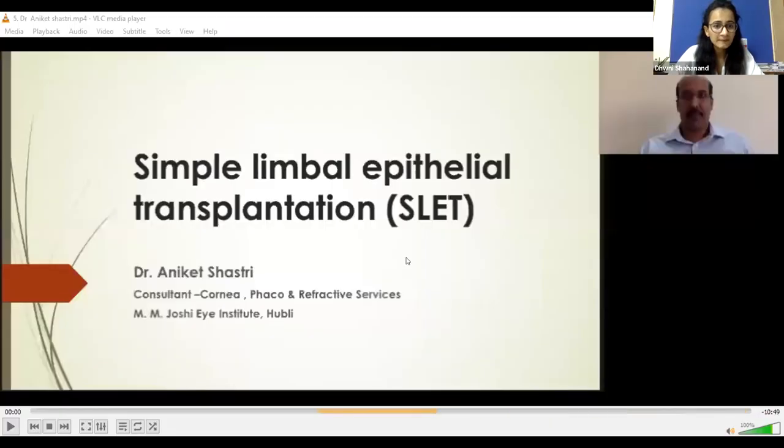The next presentation is by Dr. Aniket Shastri, who's a consultant cornea phaco refractive services at MM Joshi Hospital, Hubli. His presentation is on simple limbal epithelial transplantation, which we all know as SLET.